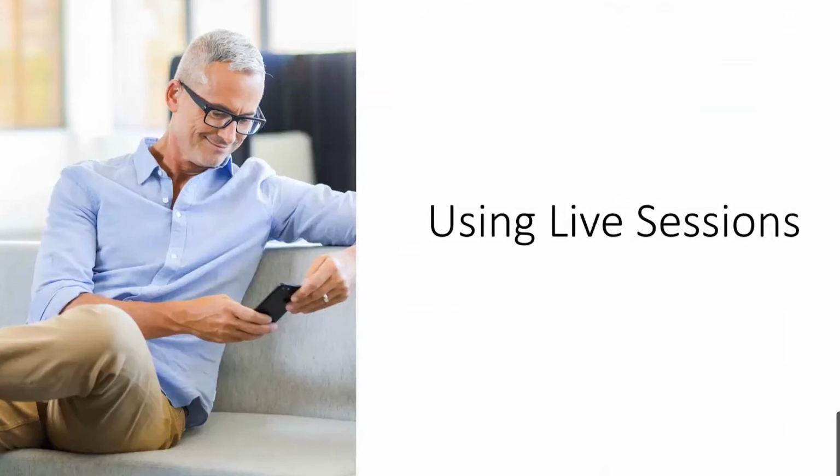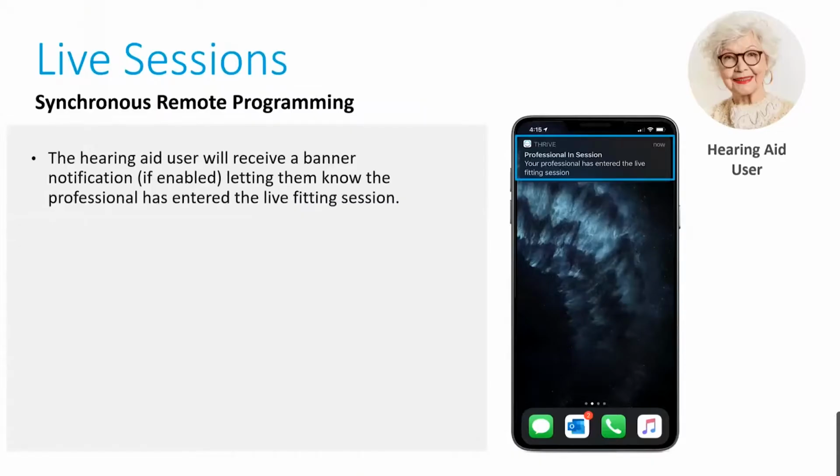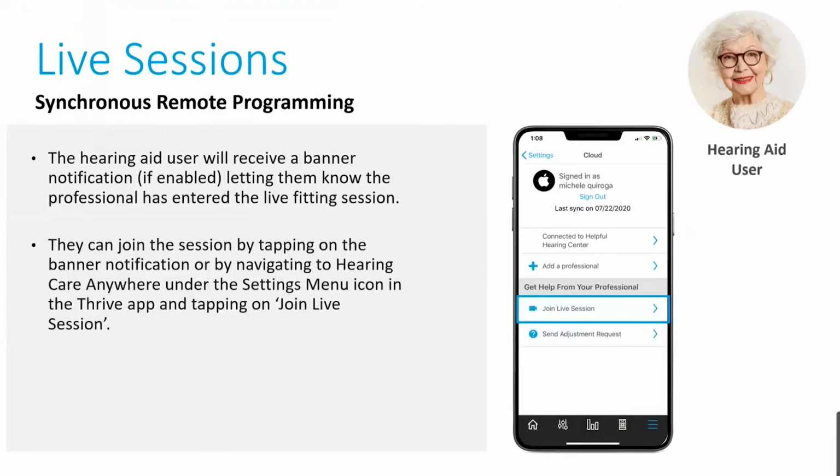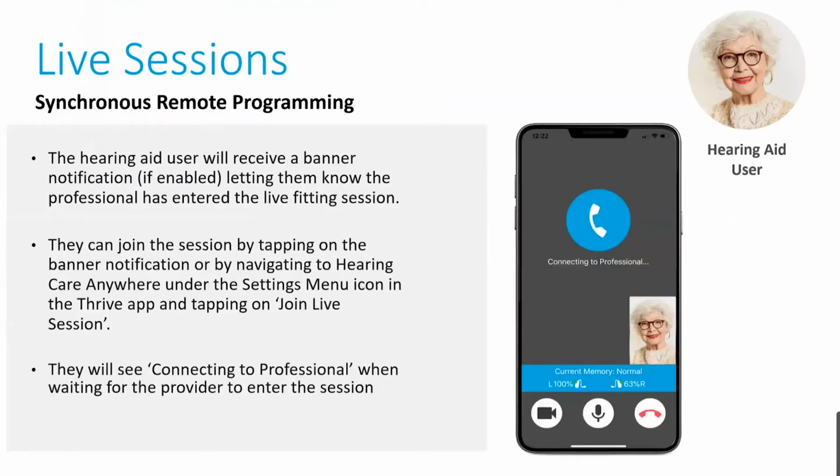All right, now it's time to use our live sessions remote programming. Now, from the patient standpoint, if you as the clinician start the session first via the dashboard, they will receive a push notification on their phone that the session has begun, and they can simply click there to access Hearing Care Anywhere. Alternatively, they can join the session on their own. So they would go to Settings, Hearing Care Anywhere, and simply click to join live session. Then it will connect to the professional, and this is the screen that they will see until the professional, you as the clinician, joins the session through the Hearing Care dashboard.